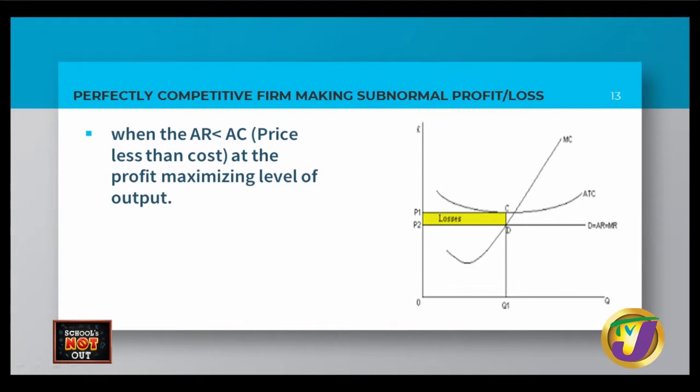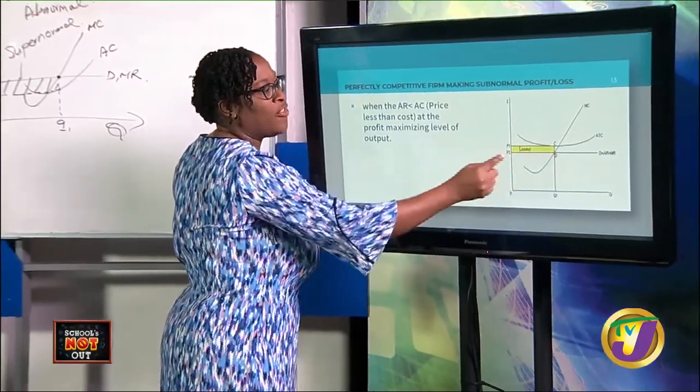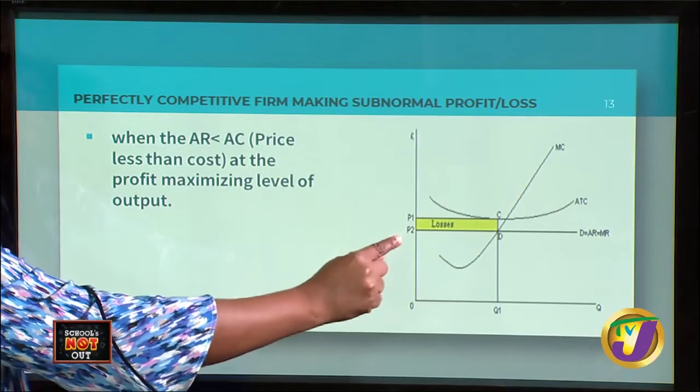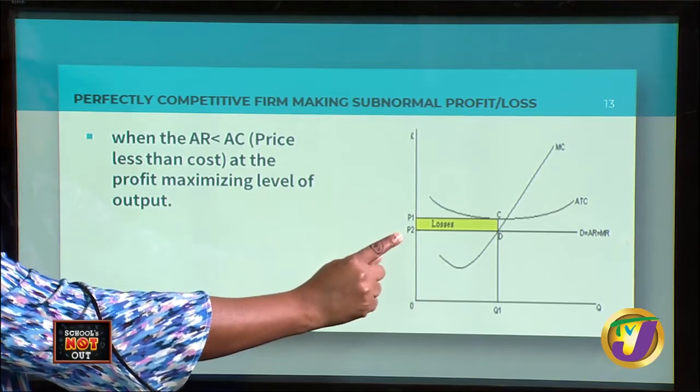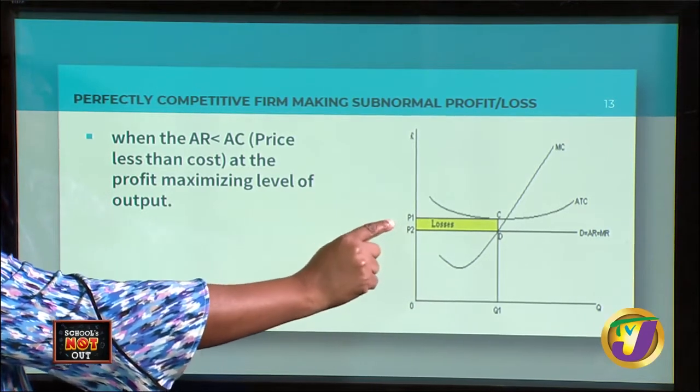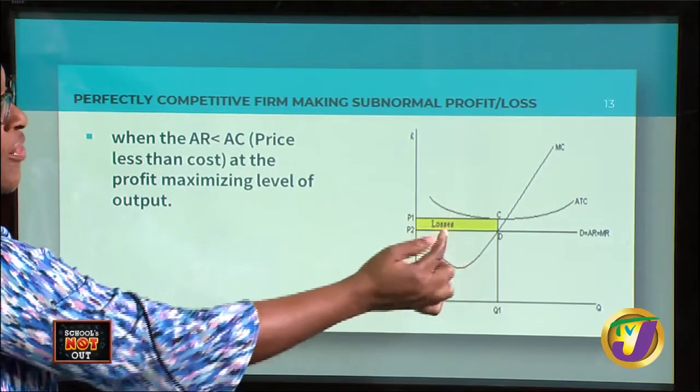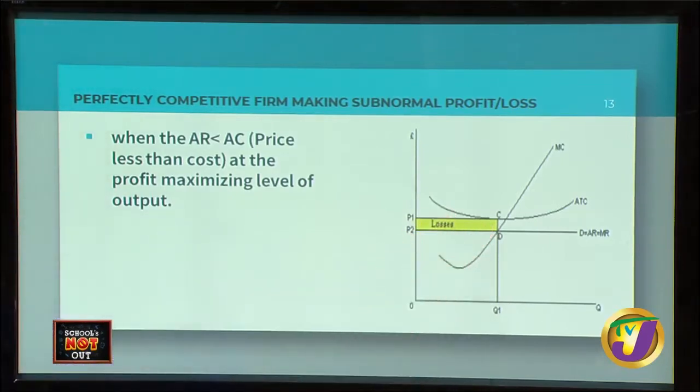The firm can make a loss. They call it subnormal profit or a loss. And in this instance, the price is less than the cost of producing that level of output. So if you look at the diagram here, your average cost curve now is above your price line. So your selling price is at P2 and your cost is at P1. And so the difference here shows that the firm is actually making a loss.